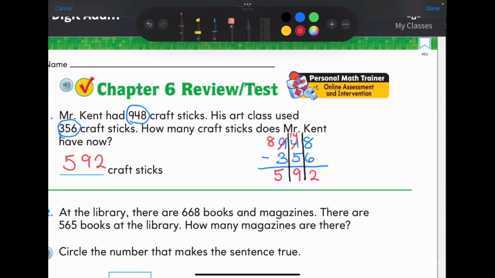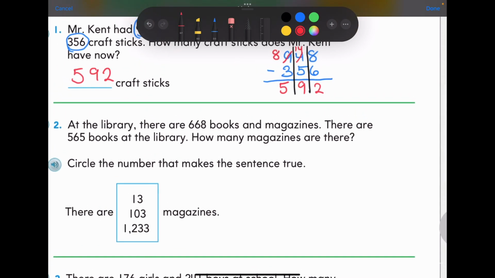Now looking on down to question 2. At the library, there are 668 books and magazines. I'm circling that number. There are 565 books at the library. How many magazines are there? All right. So we have to circle the number that makes the sentence true.